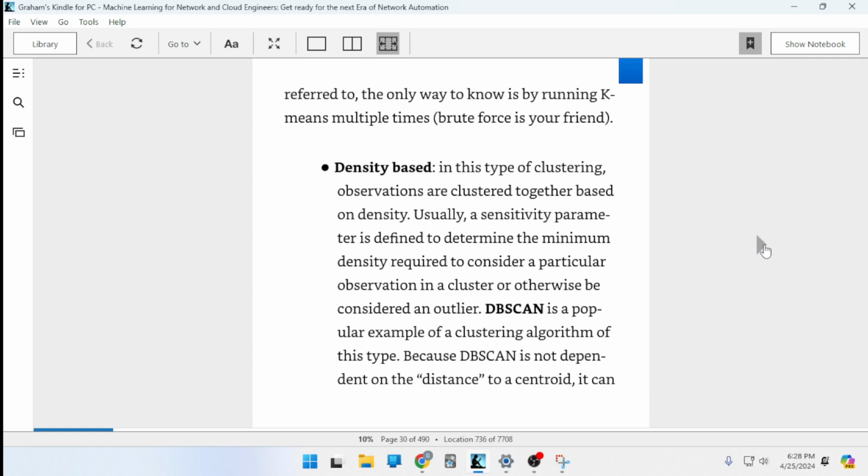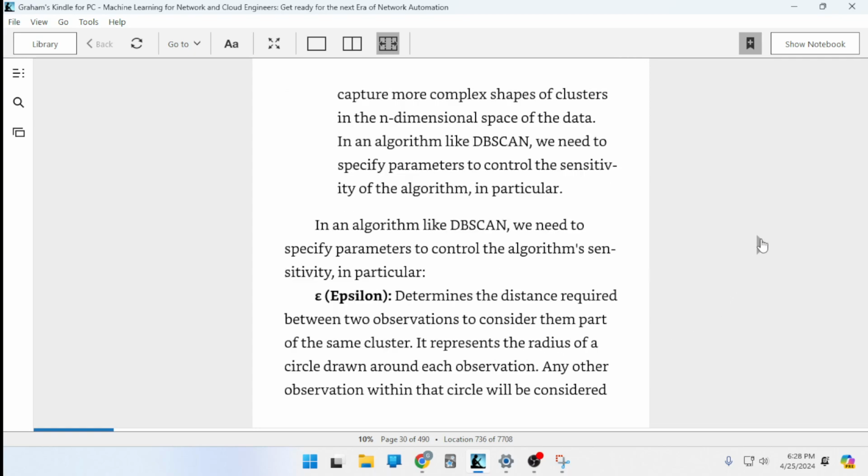Because DBSCAN is not dependent on the distance to a centroid, it can capture more complex shapes of clusters in the n-dimensional space in the data. In an algorithm like DBSCAN, we need to specify parameters to control the algorithm's sensitivity. So the first one we need to control is epsilon.